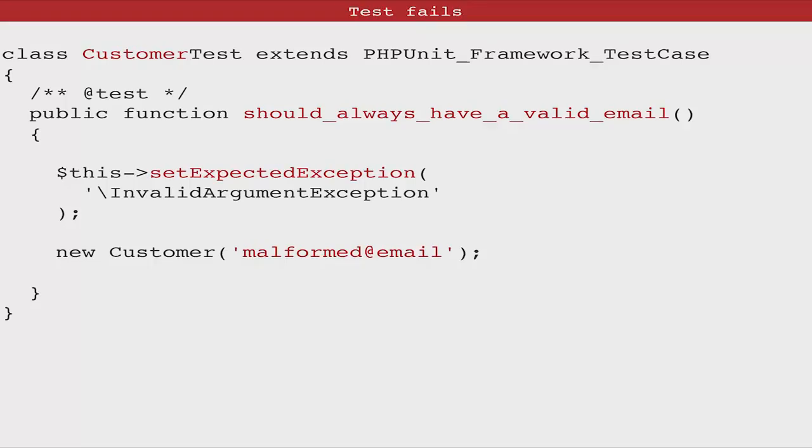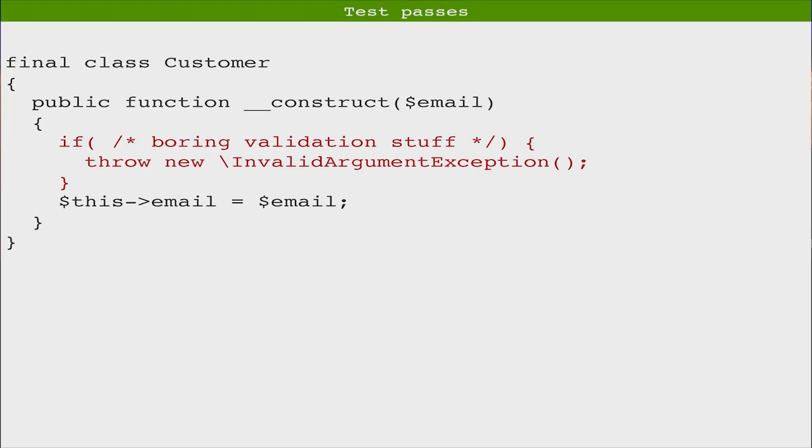So, okay, let's write a test. We want our customer to be consistent all the time. So again, customers should always have a valid email this time. And if you've never used PHPUnit, you can tell PHPUnit that you expect that the code is going to throw a certain exception, in this case an invalid argument exception. We just make a new customer object with a malformed email, and we expect this test to be green when the exception is thrown. So we can put this logic inside our constructor to make sure it's impossible to make a customer object that has an invalid email address.